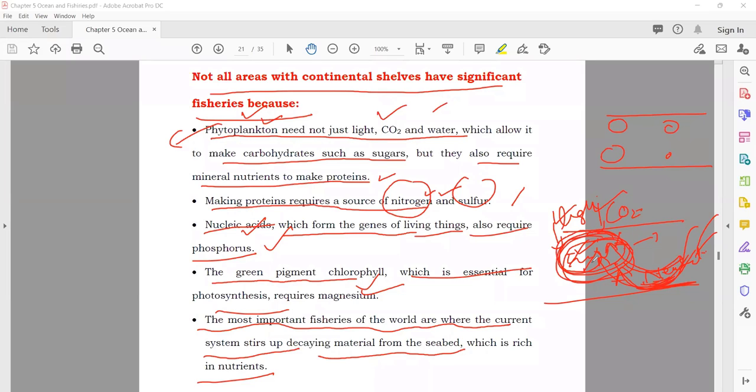Hello? No answer? Yes. If you didn't get it, tell me. I will repeat this one. Again, I'm saying that if anybody asks you where you can find more phytoplankton population, you will find it in the area where the nutrients from the seabed are in the process of going up. From outside, they come down, and from the seabed, they go up in this continental shelf. So in that area, you will find more possibility of fish population. Is it clear?